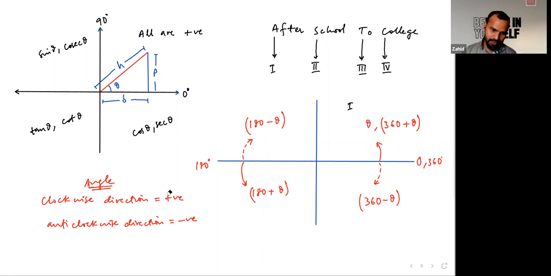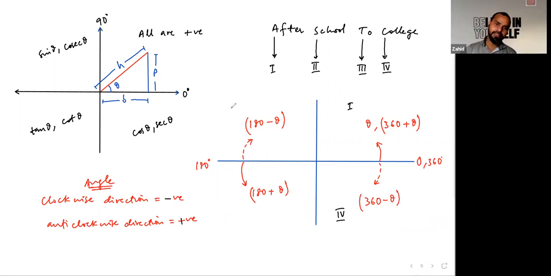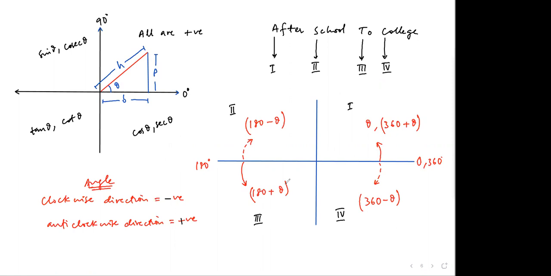Just one minute. I have written wrong here. In clockwise direction, it would be negative, and in anti-clockwise direction, it should be positive. So while going in anti-clockwise direction, theta would be positive. Suppose if you have to define angle for fourth quadrant, you must move from this line in clockwise direction. So theta would be negative. Similarly, if you have to move to the second quadrant from this line, it will be going along clockwise direction, so theta would be negative. And if you have to move to the third quadrant from this line, you must move in anti-clockwise direction, so theta would be positive. Is it clear? Yes, sir.